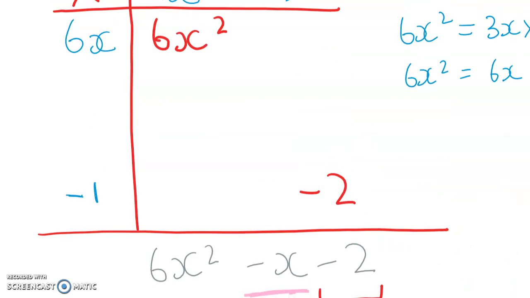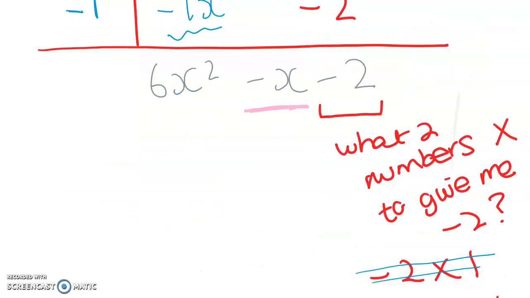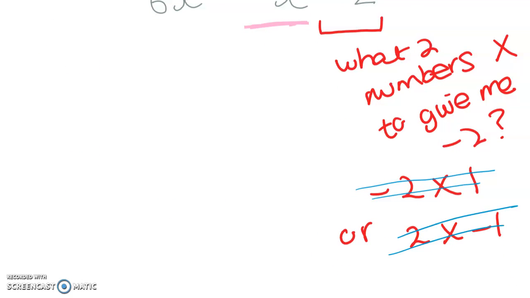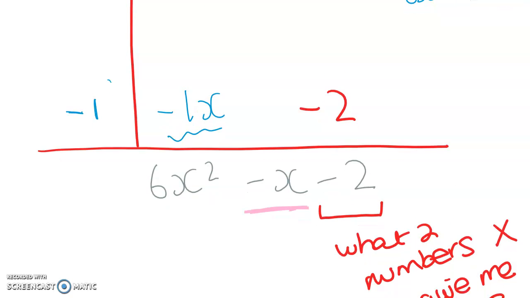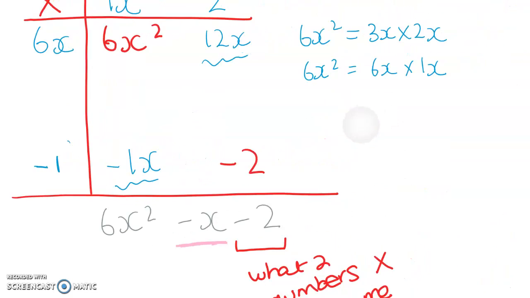So minus 1 on the bottom left hand side multiplied by 1x up on the top gives me minus 1x. On the top left hand side, 6x multiplied by 2 gives me 12x. These two terms should be adding to give me minus x, and they're not. So I now know this is not working either. That can only mean that the only alternative is to go back to the start.